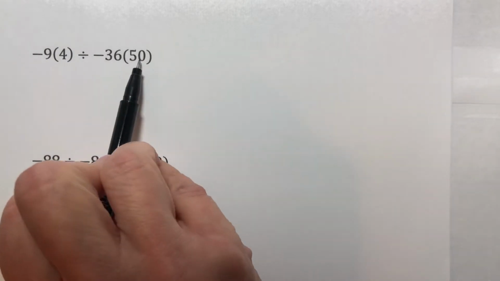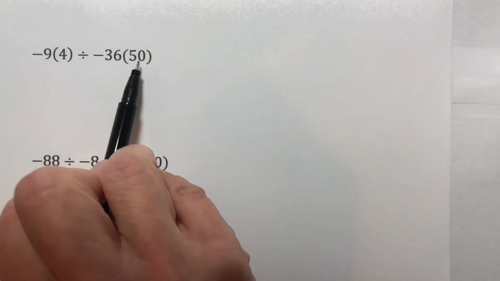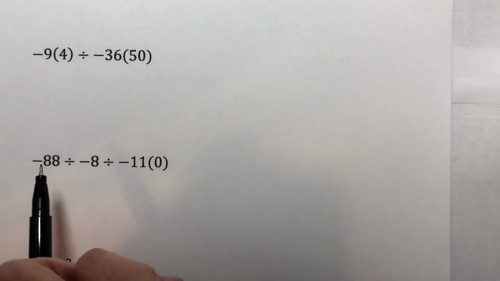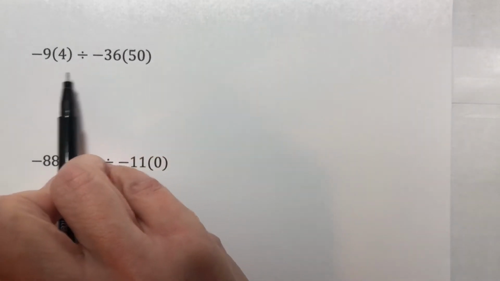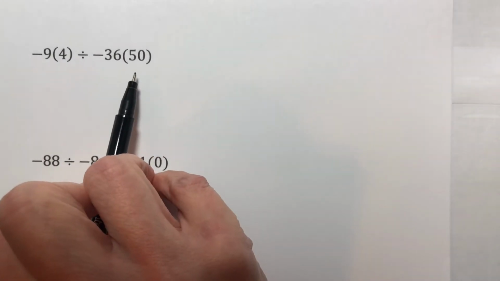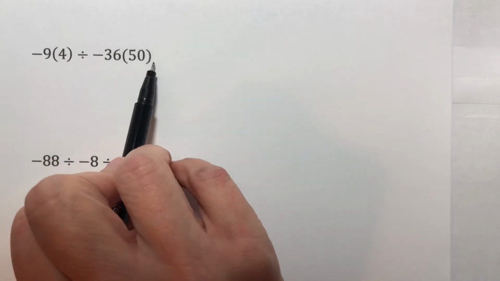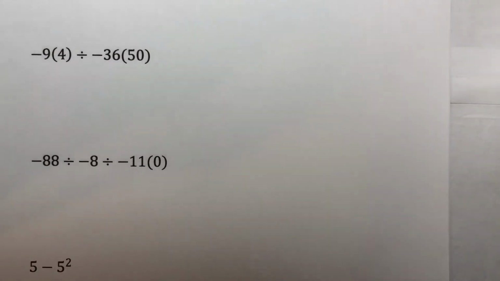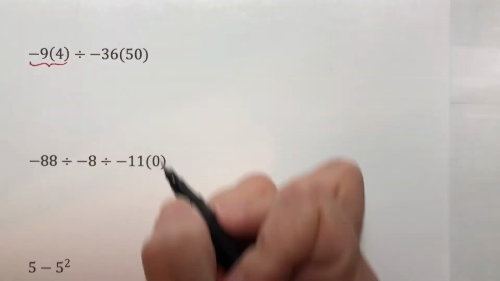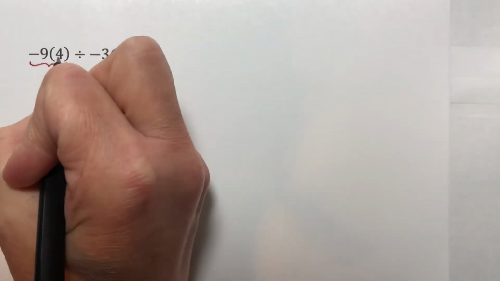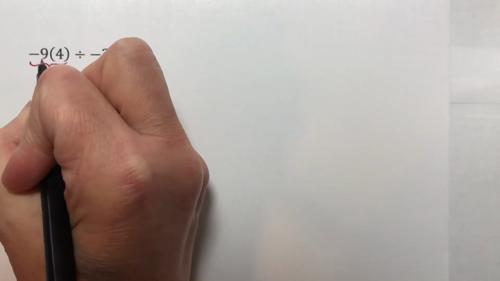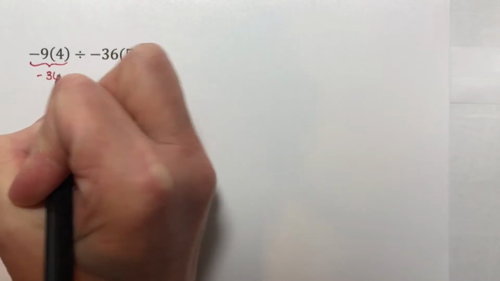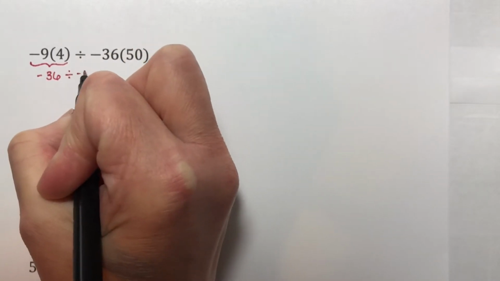I look inside the parentheses and neither of these will simplify. And I have no exponents, so now I'm down to the multiplication and division step and I have to work from left to right. So the first thing I see is this multiplication right here. Negative 9 times 4. Opposite signs, so it's negative. 9 times 4 is 36. Now the rest of it I'm going to bring down.